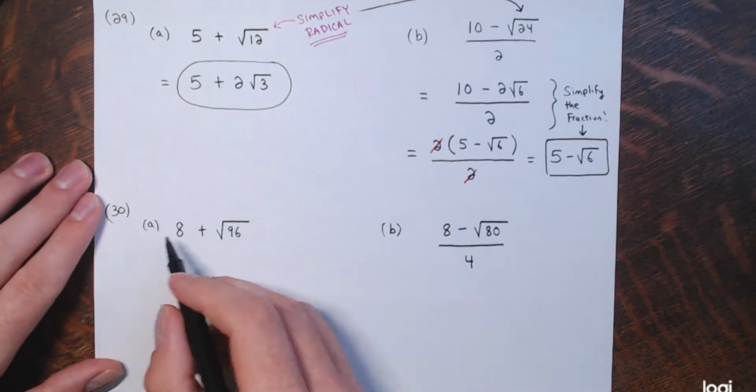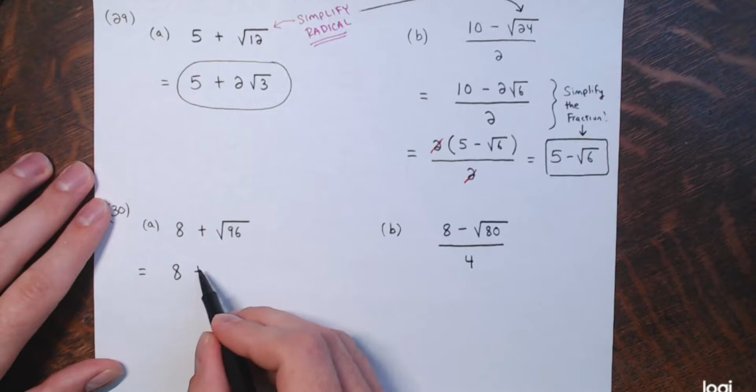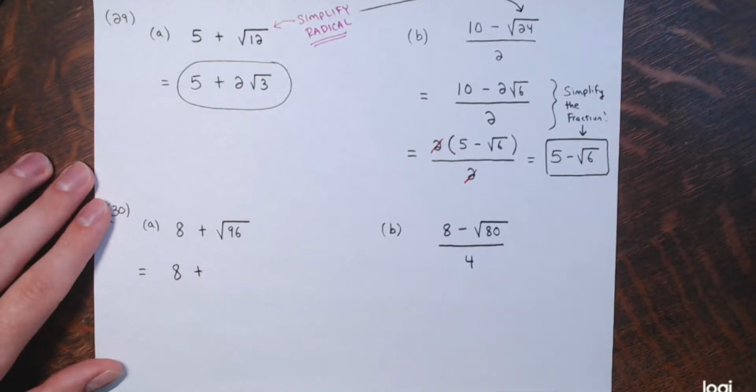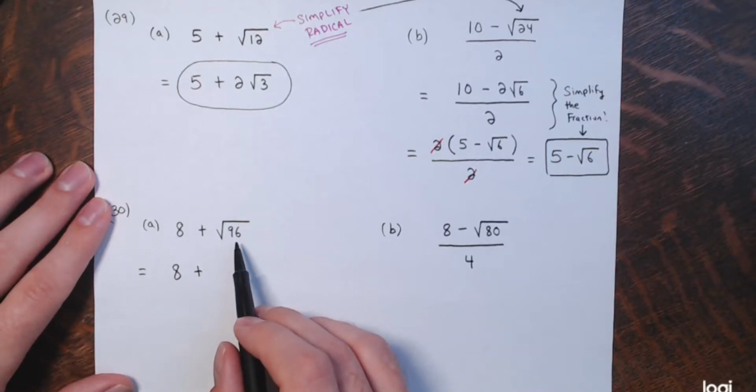All right, part A. Again, the 8 here I'm not touching. That's not a radical. No square root symbol, no radical symbol. The square root of 96 is the square root of 16 times 6.